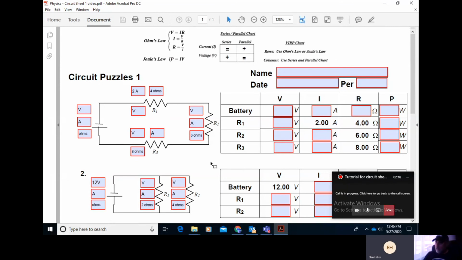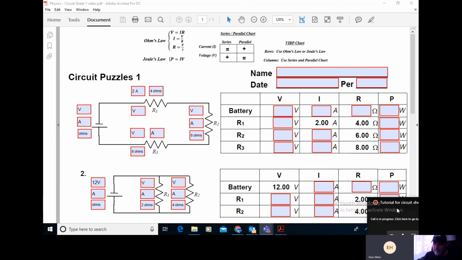Hello, everybody. I'm going to take a little bit here to go over a short tutorial lesson on how to do circuit puzzles 1, 2, 3, 4, and 5 from circuit sheet number 1. Some of these we've already done in class together, but for those of you who have missed those class opportunities, this is again just an opportunity to kind of get caught up.